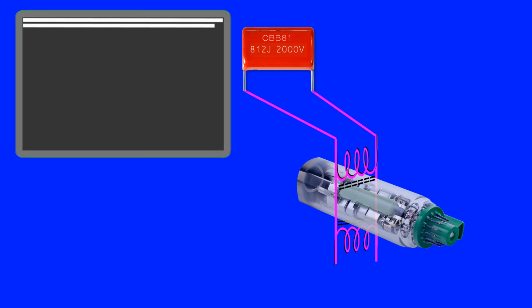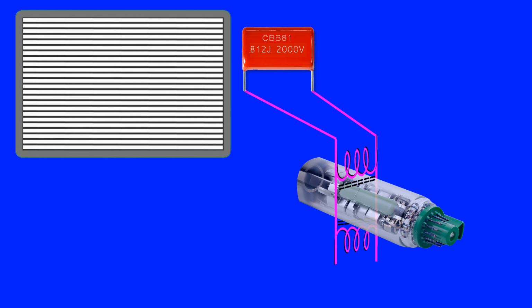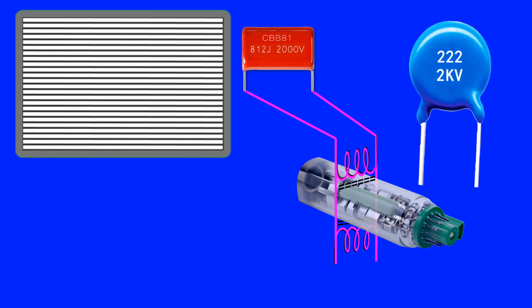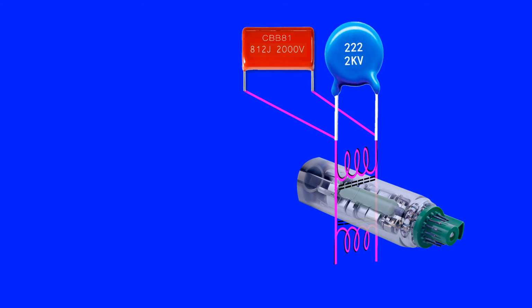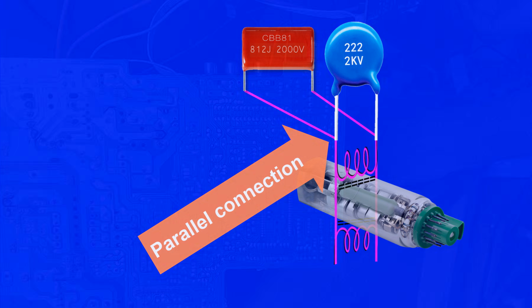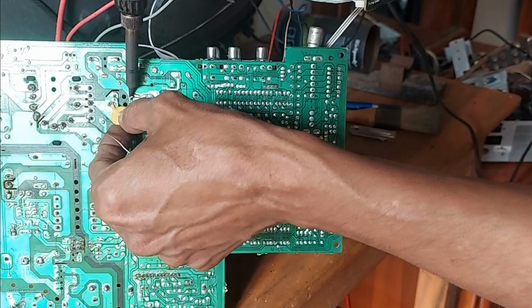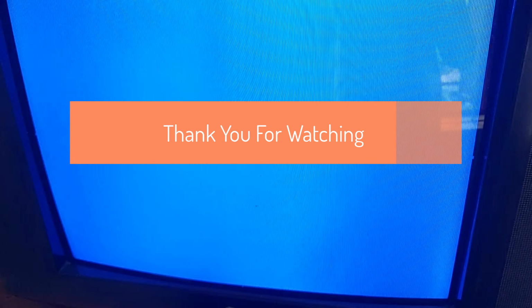So, to increase the horizontal size of the screen, we can connect a 2.2 kpF capacitor from the collector to the ground of the horizontal output transistor like this. Okay, connect collector to ground. Look at the screen. The horizontal size problem has been resolved.